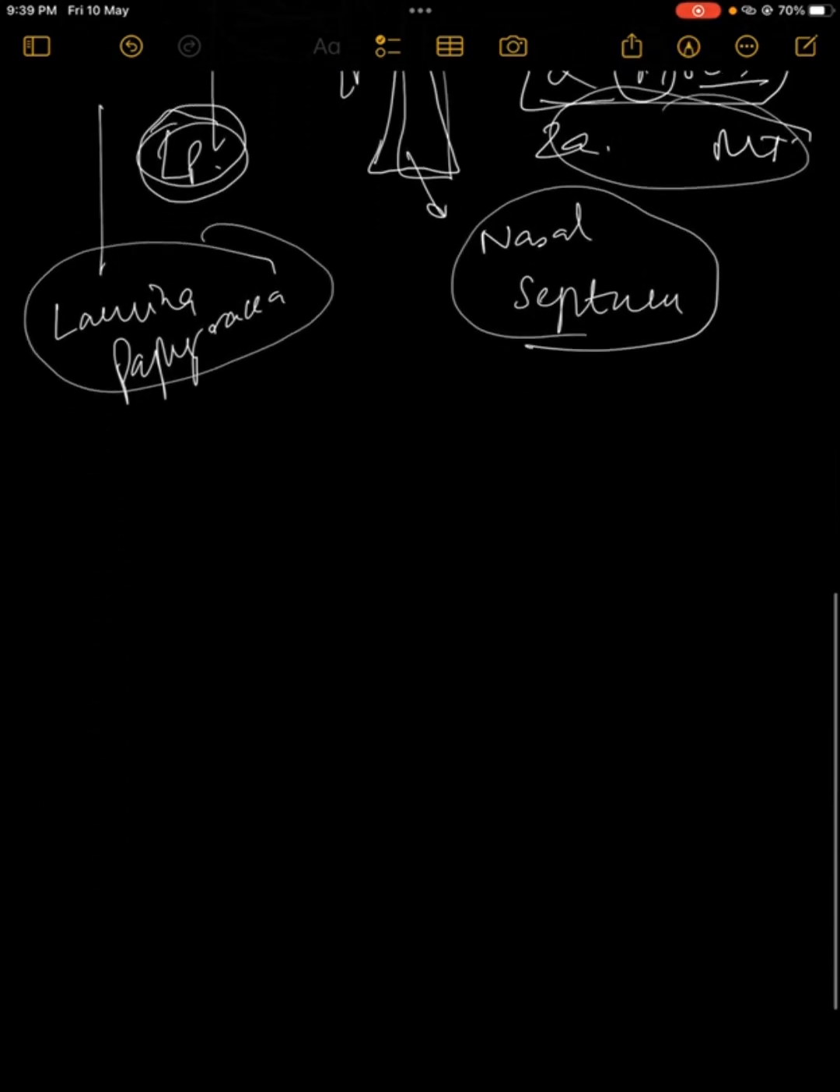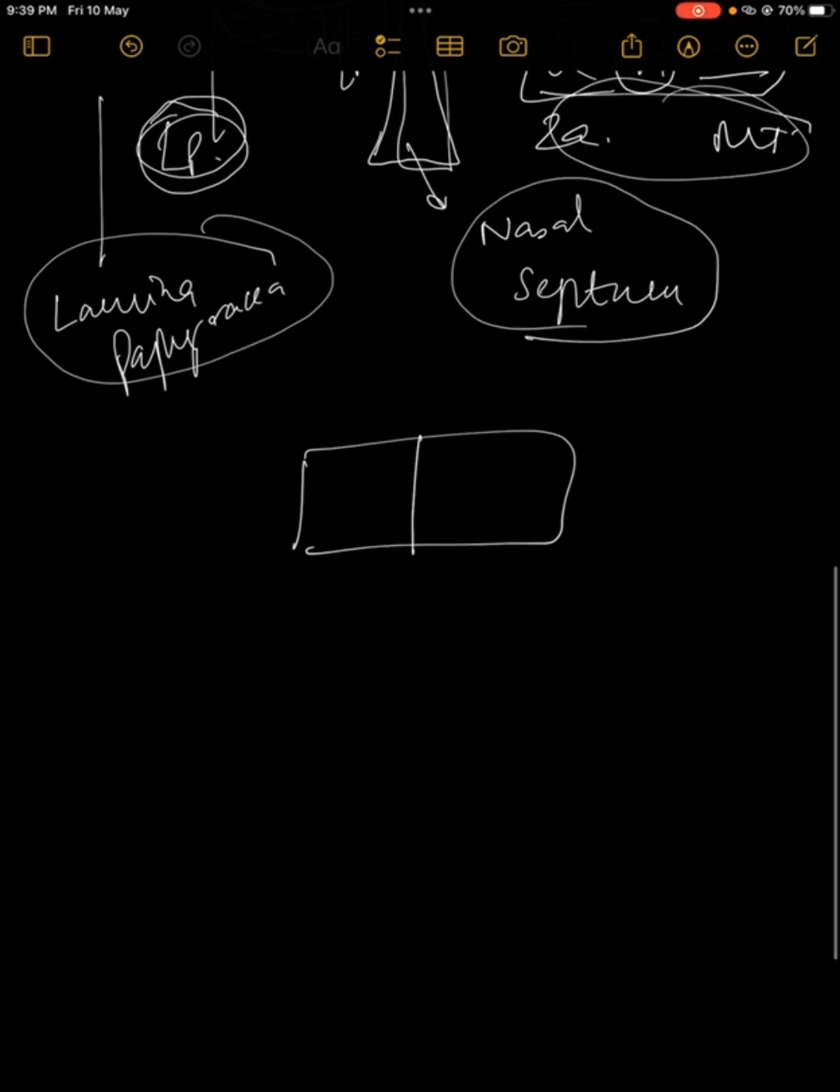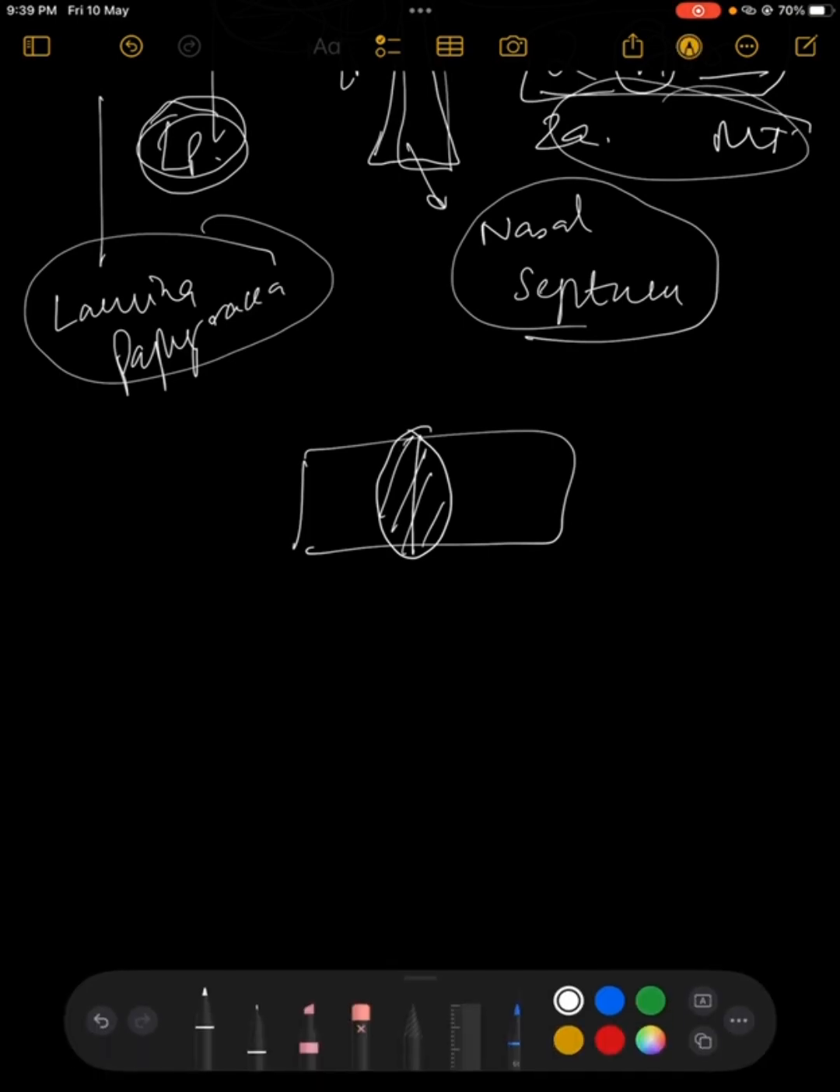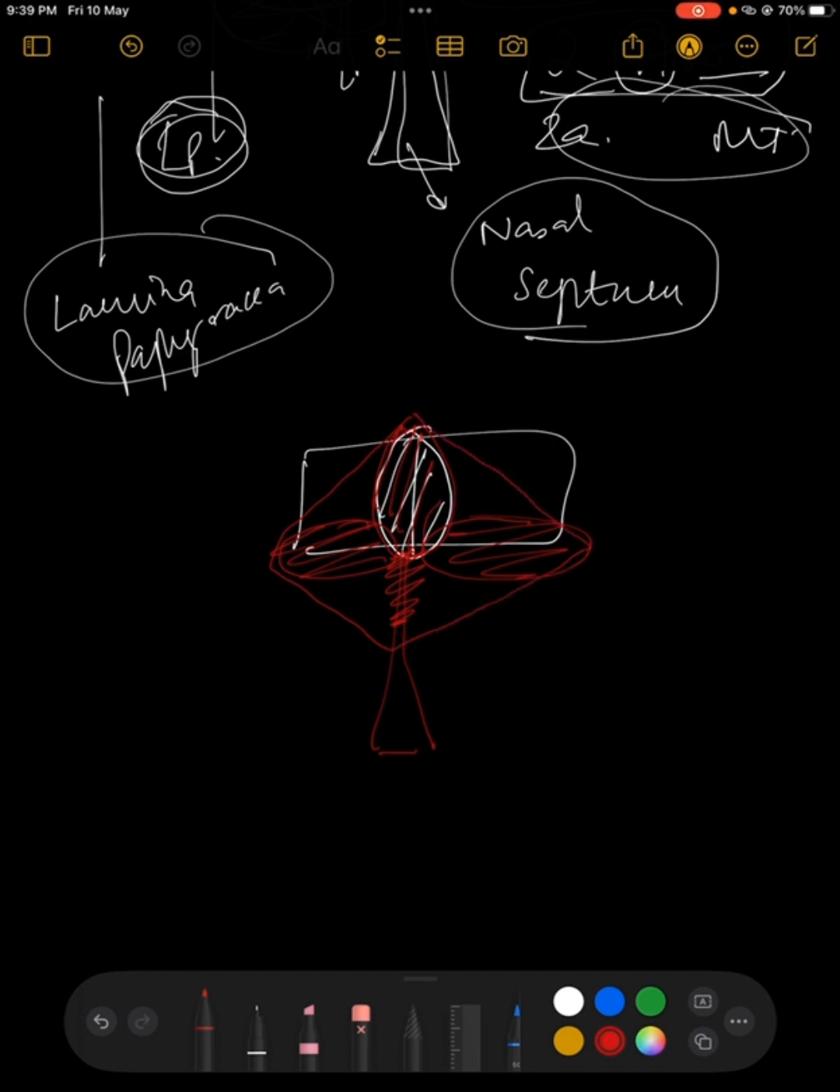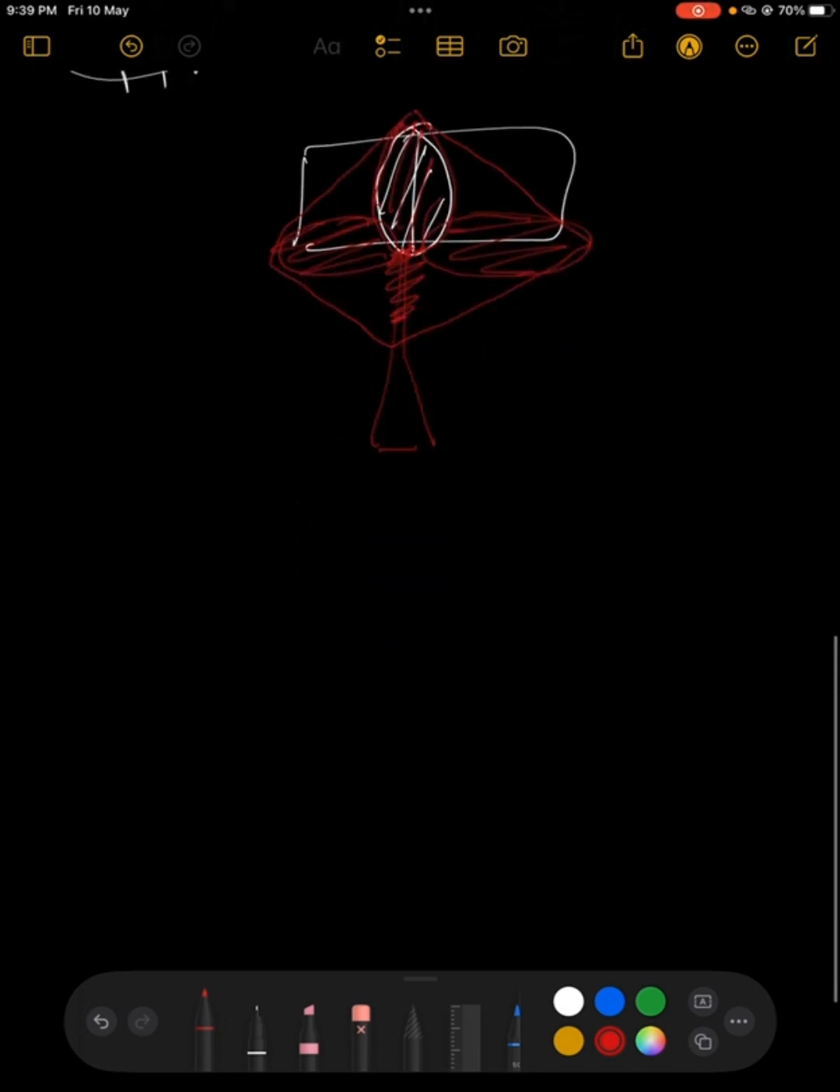So in DRAF 3, we will be removing 3 structures. This is the frontal sinus, this is the intersinus septum. So we will be clearing the intersinus septum. We will be clearing the floor of the frontal sinus, and we will also be clearing the superior part of the nasal septum. So all this we will be clearing in DRAF 3.